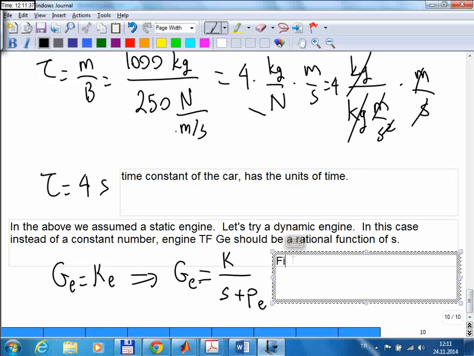So this is the first order dynamic engine model. There's a single pole at minus PE. And let this PE be 1. Okay, so let's try 1.